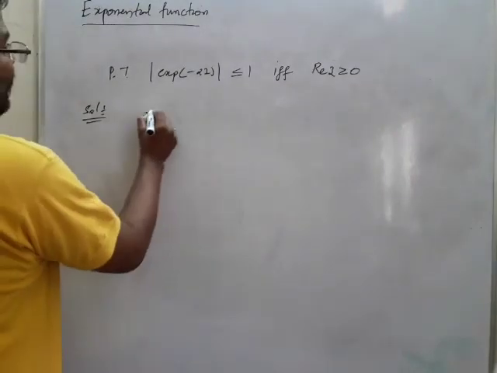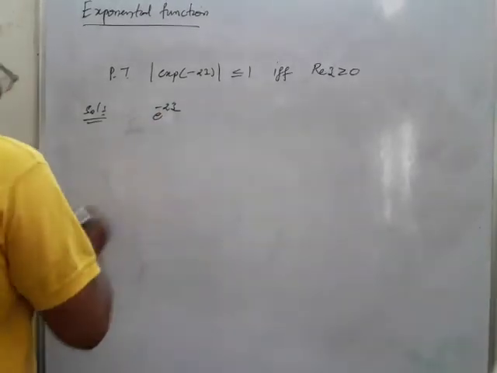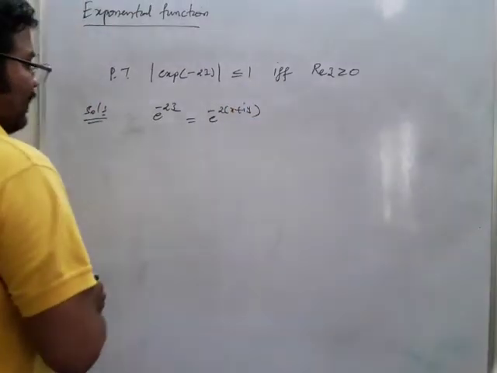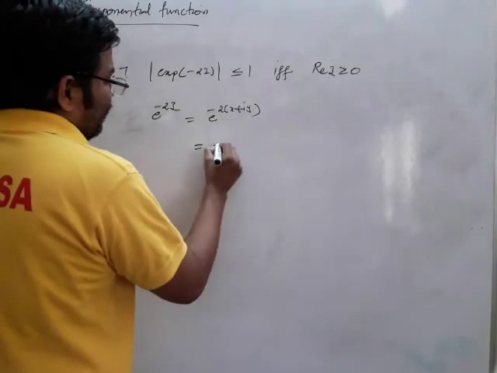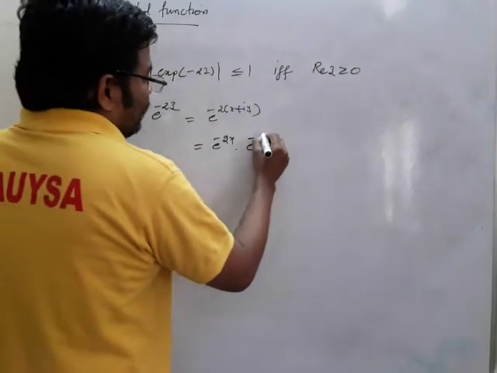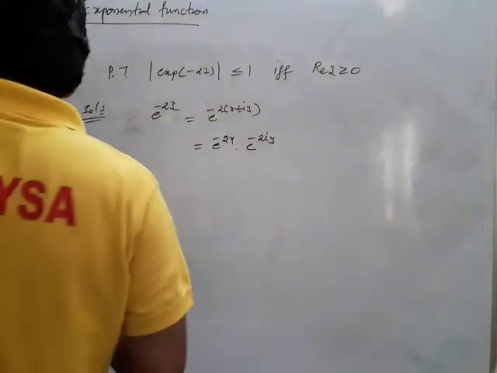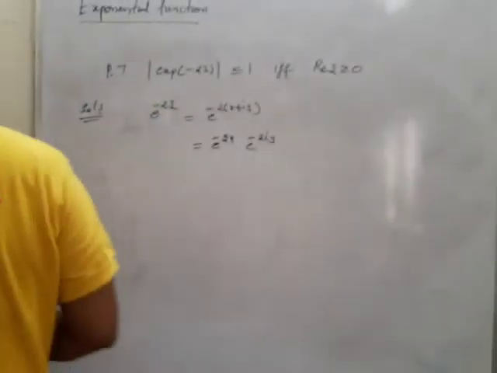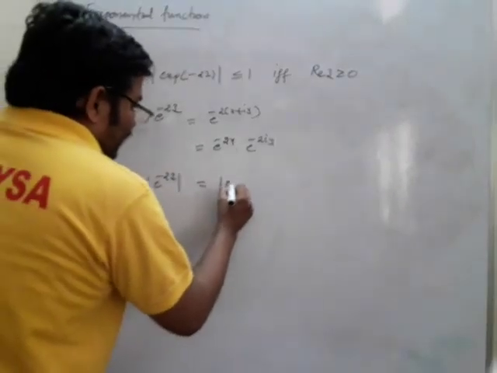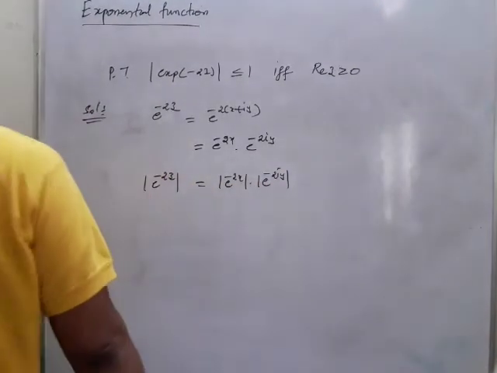So e^(-2z) is equal to e^(-2(x+iy)). This can be written as e^(-2x) into e^(-2iy). Now this is what we have got. So mod you have to take. So mod e^(-2z) is nothing but equal to mod e^(-2x) times mod e^(-2iy).